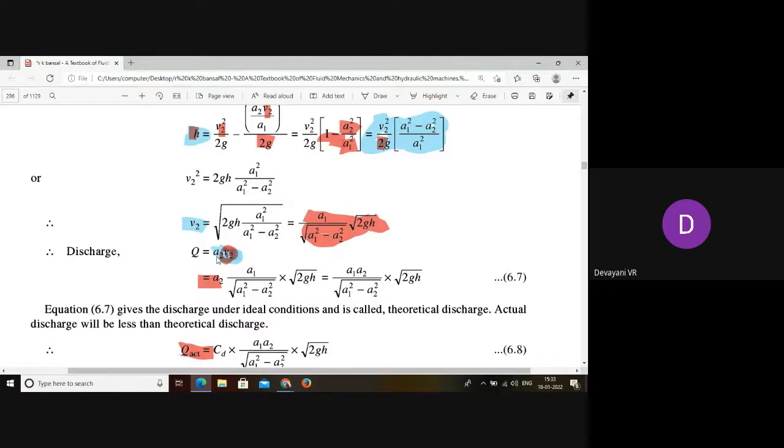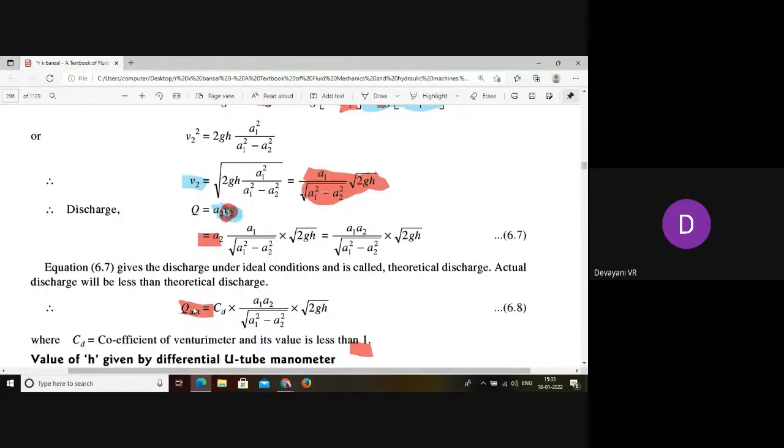We can consider the throat as the outlet. Then the discharge will be q equals to a2 into v2 at the outlet, and substituting the velocity at section 2 in this equation, we get the discharge is equals to a1 a2 into root 2gh by root of a1 square minus a2 square. This discharge is known as the theoretical discharge, and using this discharge we can calculate the actual discharge as actual discharge equals to coefficient of discharge into theoretical discharge.